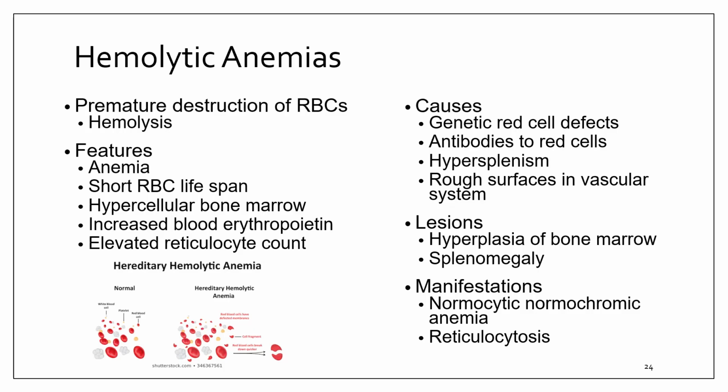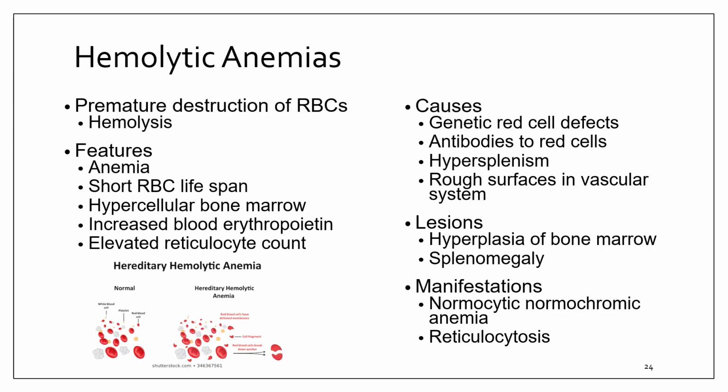Because red blood cells are dying early, several predictable findings appear. Anemia, so fewer circulating red blood cells. You'd have increased erythropoietin levels as the kidneys sense hypoxia. Shortened red blood cell lifespan, right? So hypercellular bone marrow, especially erythroid hyperplasia. We'd see an elevated reticulocyte count. That last one is very important for histotechnologists.